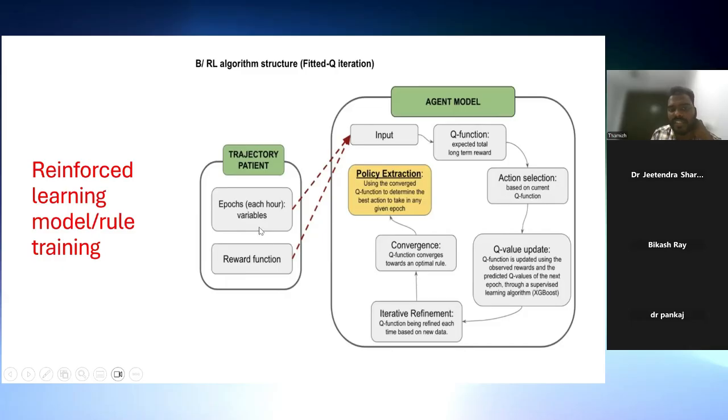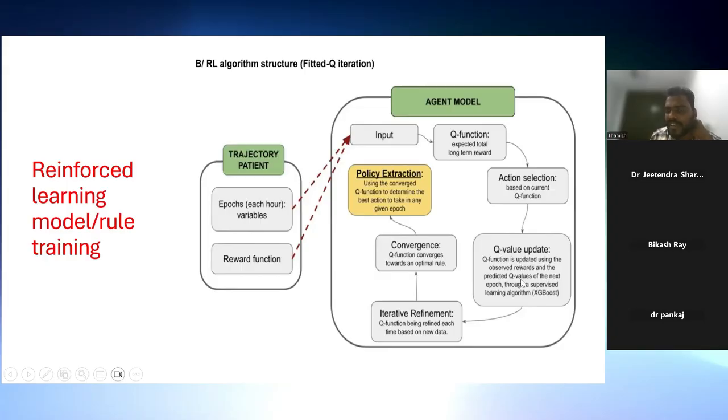Here, based on the state and the reward function, the input is derived. Input is given by the agent. It gives the input in the form of a Q function. Q function is basically the intelligence or the performance aspect of the agent. So it does an action based on the current Q function. Once an action is done, this Q function is updated using the observed rewards.